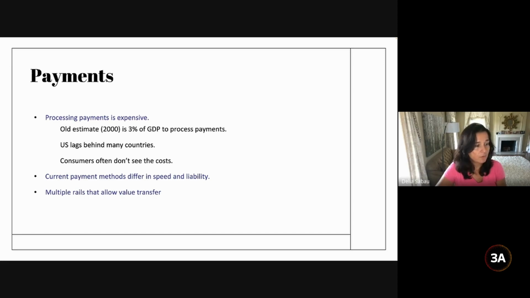We call them rails, and they differ in speed, whether or not payments are made essentially in real time, or whether they take 3 or 4 days to clear, or whether or not they can be reversed. And also, the liability is frequently included in the payment system.